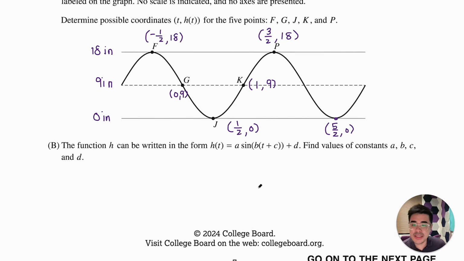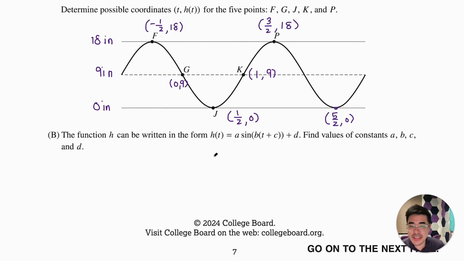Then part B says let's find A, B, C, and D. So how do we find A, B, C, and D? A is the amplitude of the function, which is defined as the distance from the midline to the peak or the midline to the bottom. So A would be 9.